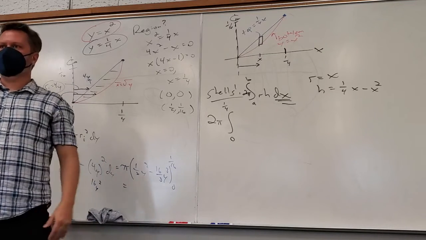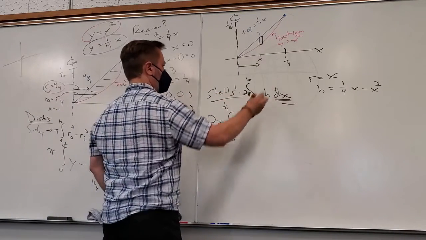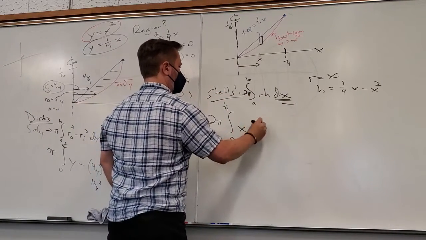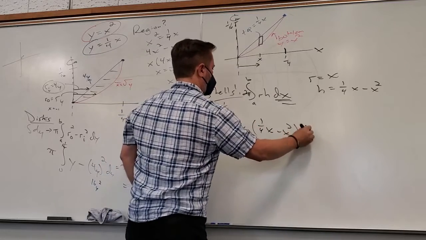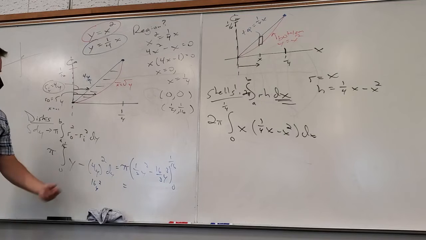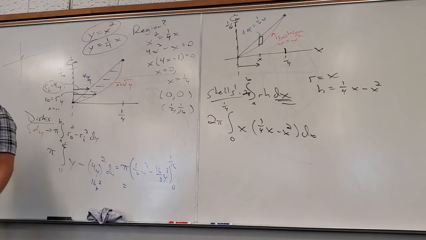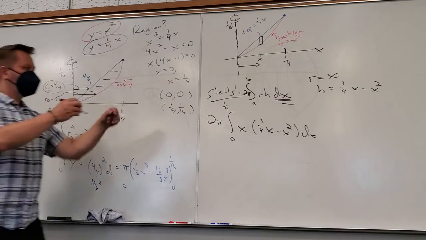And then you just plug everything in, right? So then this would be r is x, h is 1/4 x minus x squared. And see how this is actually better than the discs? Would you guys agree with me? Because you don't have to foil everything out. Well, this is not that bad. It's about the same. It really is. But now we should get the same answer.